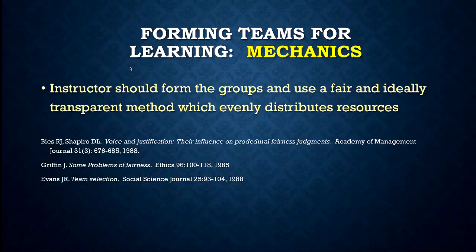Mechanics, I talked about the importance of the instructor forming the group. What do you suppose happens if you let students put their own group together? I said it wouldn't be diverse. It's not diverse. They get together with their friends. So when you get together with your friends, then you have very homogeneous teams. And then they're uneven teams, so some teams are much stronger than others. So if you're going to be putting together a team-based learning classroom, never let them put together their own teams.